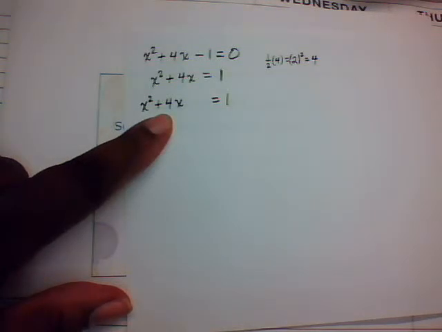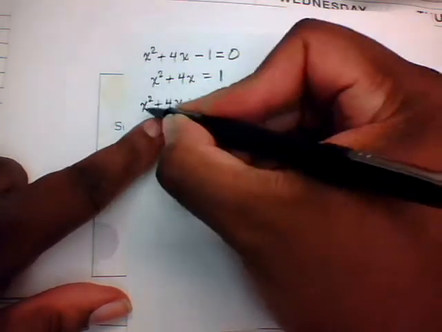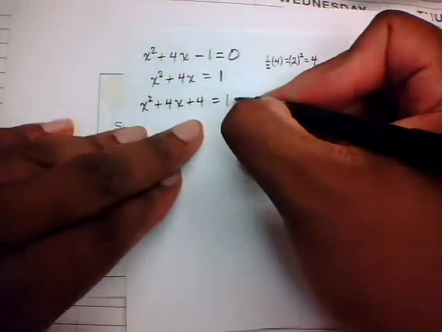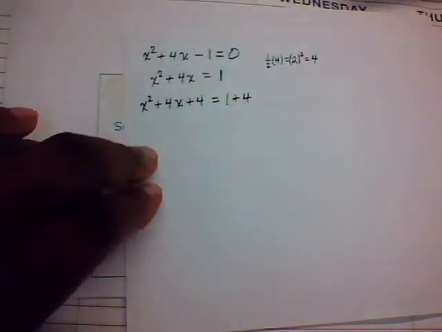Half the coefficient of x is 1/2 of 4. That's going to give you 2. And then square it, which is going to give us 4. So that means we're going to add 4 to this side. And if I add 4 on the left-hand side of this equation, I need to add 4 on the right side of that equation as well.